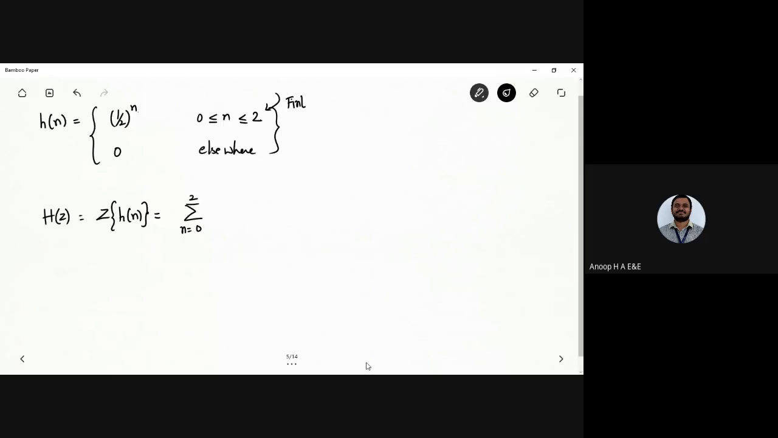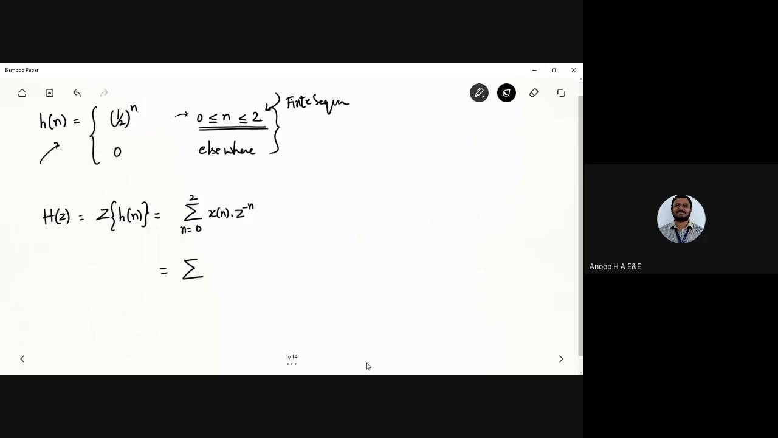I repeat, it is a finite sequence. It is not an infinite sequence. It is a finite sequence because the length will be 0, 1, 2. Only 3 samples we have taken, and it is x of n multiplied with z power minus n. So 0 to 2. I can cut down the summation depending on the sequence mentioned in the problem, that is from n equal to 0 to 2.